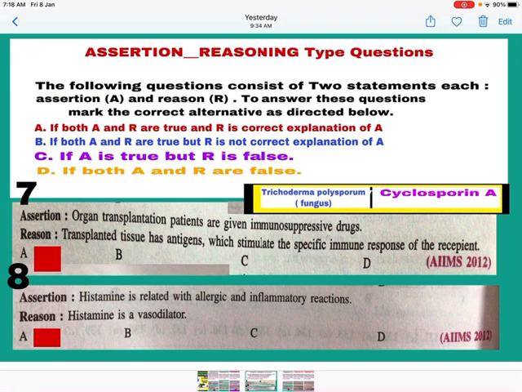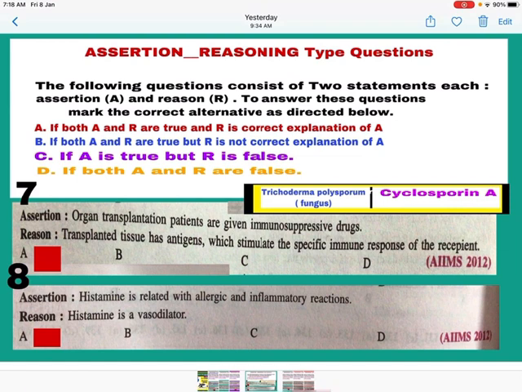Question number 8 पर आइए. Assertion: Histamine is related with allergic and inflammatory reactions. Correct statement है ये. Reason देखिए क्या है. Histamine is a vasodilator. Yes, this is the correct statement and correct reason also. What happens देखिए, histamine कहाँ से produce होता है. It is produced by mast cells.